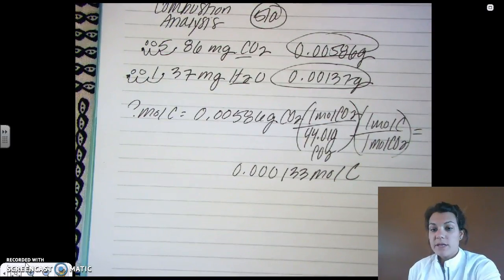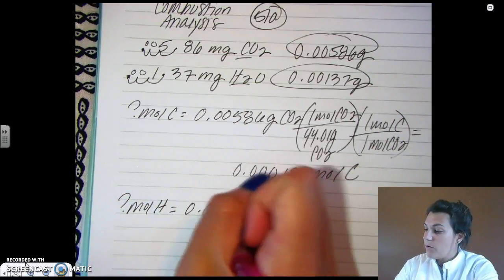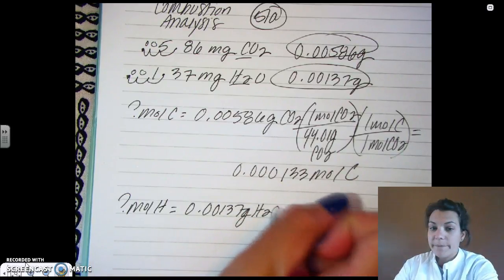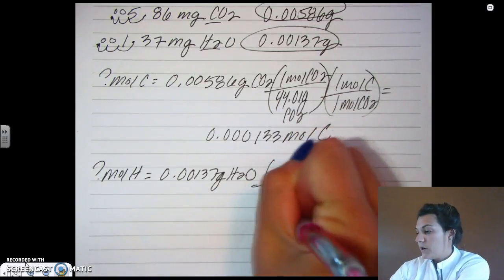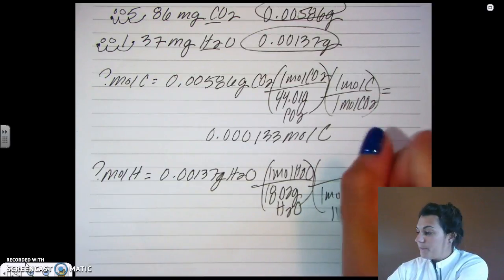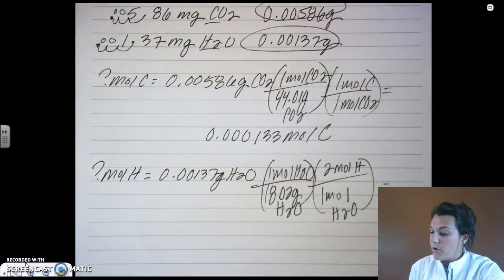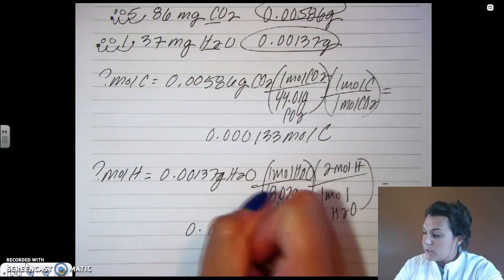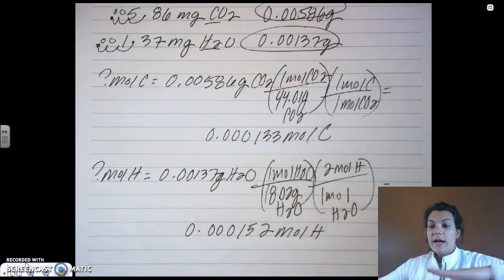Now since I'm solving for empirical, I have to keep going, and I have to solve for hydrogen here, right? So I'm going to say question mark, moles of hydrogen is equal to 0.00137 grams of water, right? So for every 18.02 grams of water, I'll have 1 mole of water. And then for every 1 mole of water, I'll have 2 moles of hydrogen, right? So now I can solve for that. I'm going to do 0.00137 divided by 18.02 times 2, and I get, with 3 sig figs, 0.000152 moles of hydrogen.